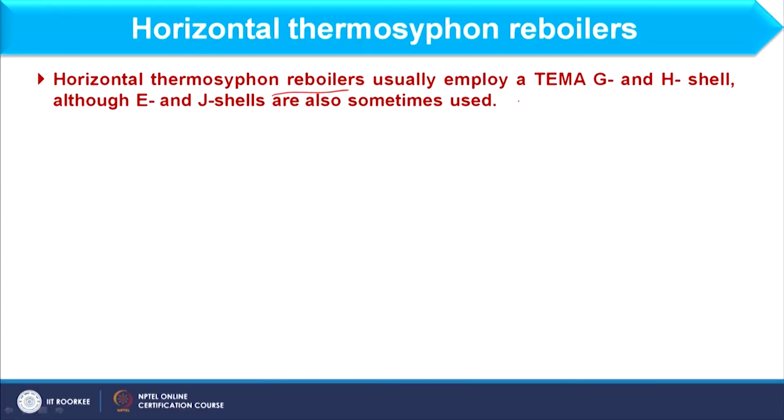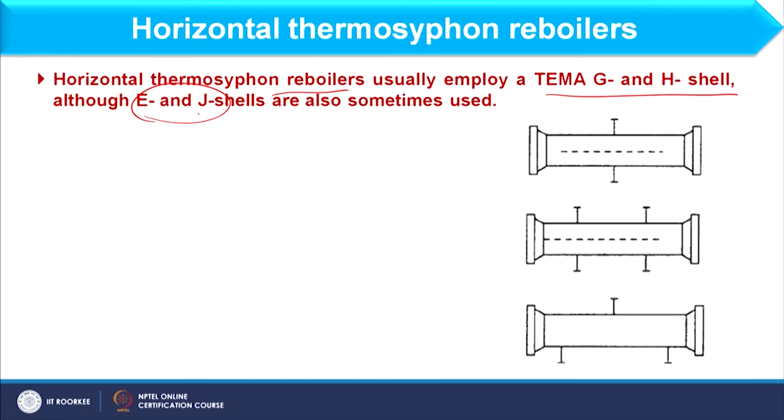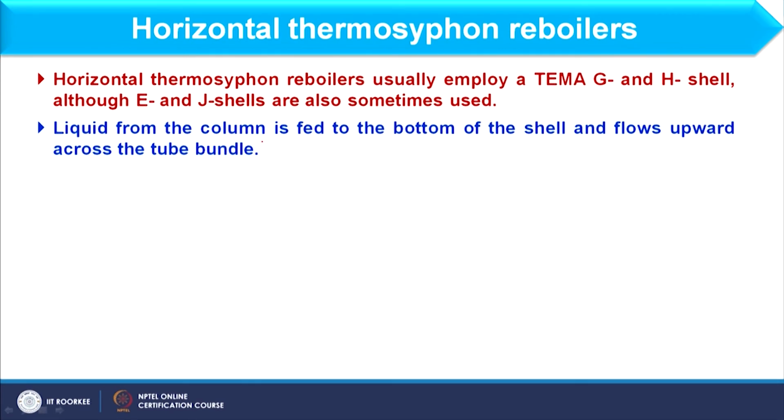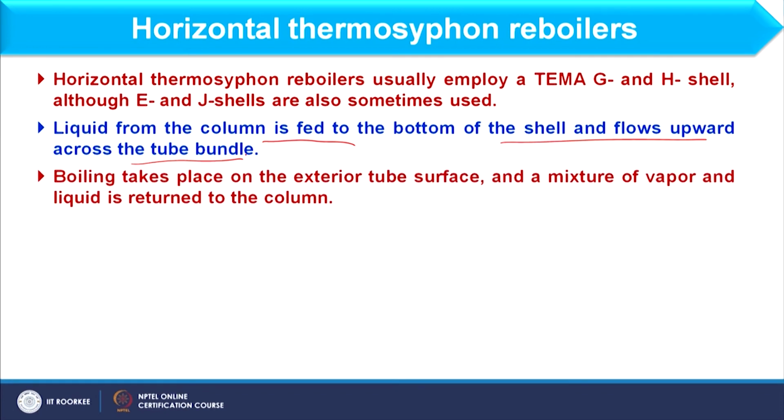Now, we will focus on horizontal thermosyphon reboilers. As far as horizontal thermosyphon reboilers are concerned, these usually consider TEMA G, H shell along with E and J shell. E shell you already know, this is basically G shell, and here we have this H shell, and this is basically J shell. And liquid from the column is fed to the bottom of the shell and flows upward across the tube bundle. So, this you already know, if horizontal placement is there, boiling should be on the shell side, right.